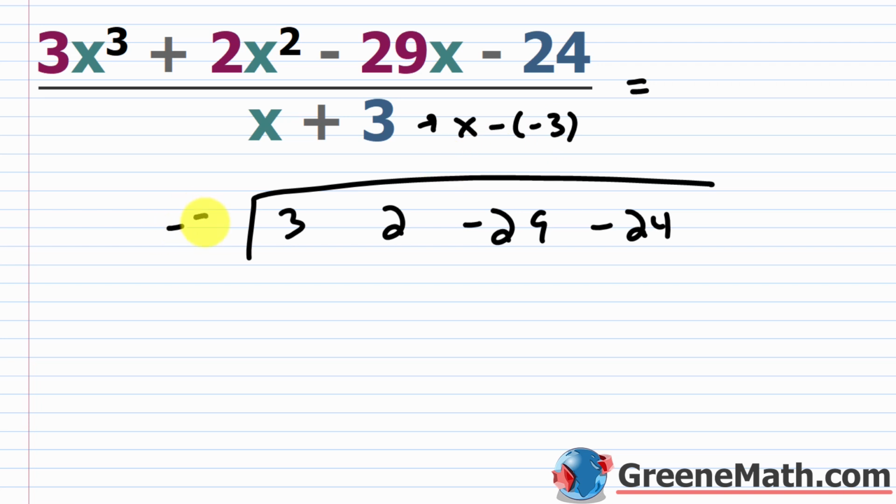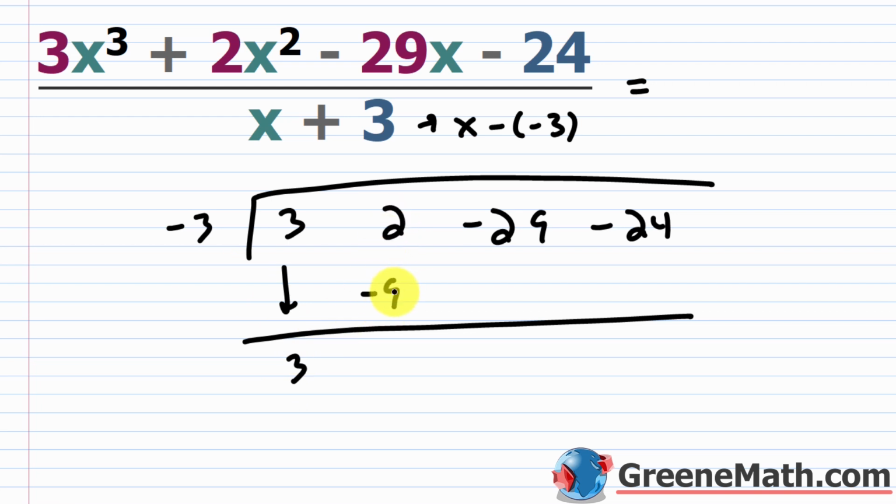Let me put negative 3 over here, with my little horizontal bar, and drop this guy down. Negative 3 times 3 is negative 9. 2 plus negative 9 is negative 7. Negative 3 times negative 7 is positive 21. Negative 29 plus 21 is negative 8. Negative 3 times negative 8 is 24. Add negative 24 and 24, you get 0.